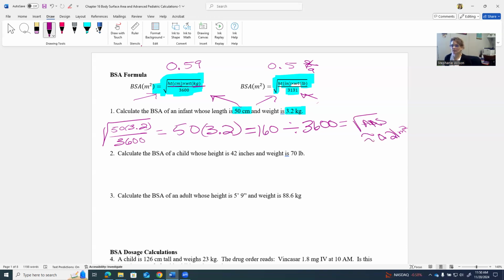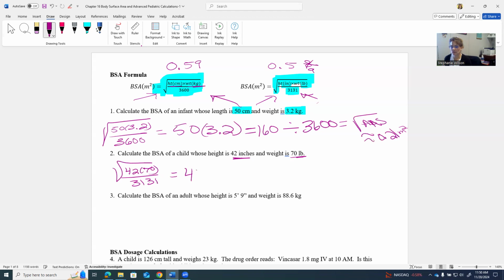Okay, so let's do our next one. Our next one is 42 inches and 70 pounds. So they work in the same units, same formula. So we're going to use the second one. No needed conversion. So I'm going to have 42 times 70 divided by 3131. So on this calculator, I'm going to clear it out real good.